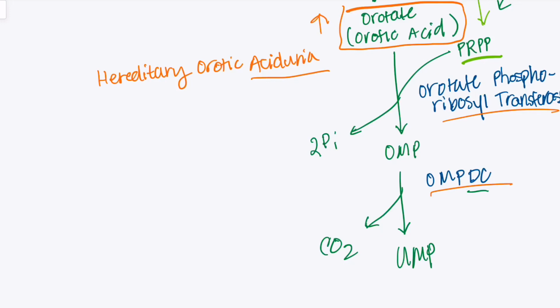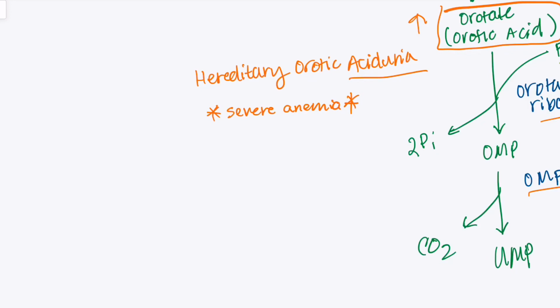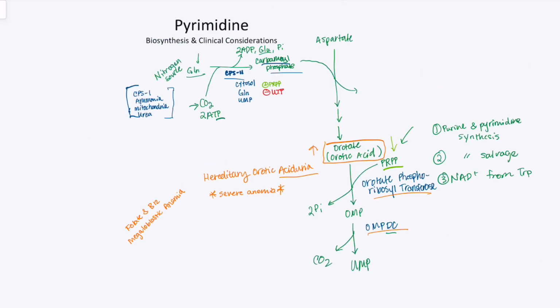But another thing that's going to be happening is we're going to actually end up with this severe anemia. And this is a really common effect to anything that inhibits DNA synthesis. So if you remember, folate and B12 as another example are really important in the creation of DNA. And if we don't have folate or B12, we actually end up with something called megaloblastic anemia. So yeah, that is pretty much an overview of pyrimidine synthesis. Super short, a lot easier than purine synthesis.